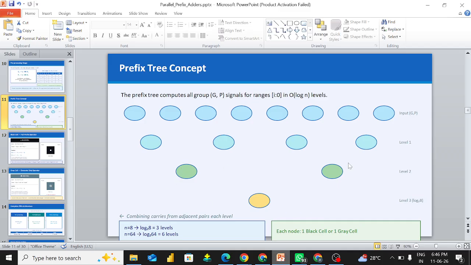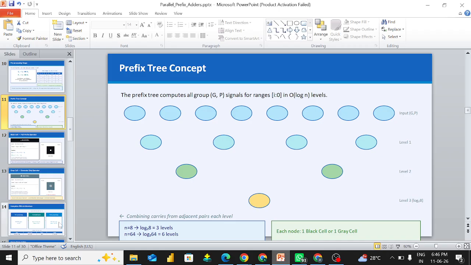So what does the gray cell do? The gray cell only creates a generate carry. It does not propagate a carry. It just creates a generate, and it will add to your output. So this is what goes on inside the gray cell and black cell.